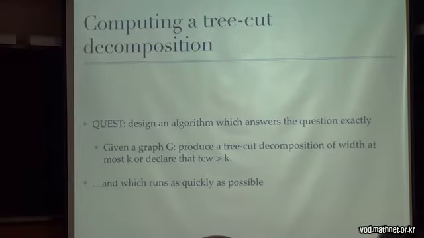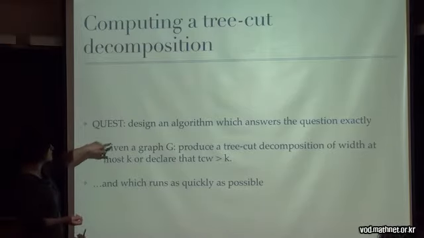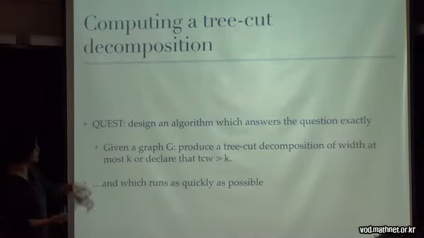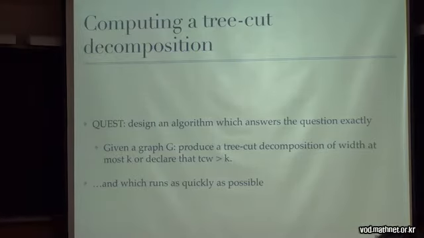Okay, so this dynamic programming will work only when you're given a tree-cut decomposition. So I'll give a brief overview of how to compute the decomposition. If you want to compute the decomposition exactly, then the task is to design an algorithm which answers the question exactly: either produce a tree-cut decomposition of width at most k, or correctly declare that the tree-cut width is bigger than k. And the quicker the better.